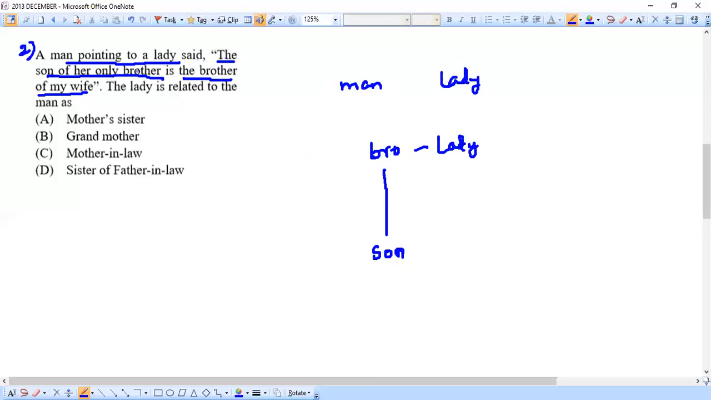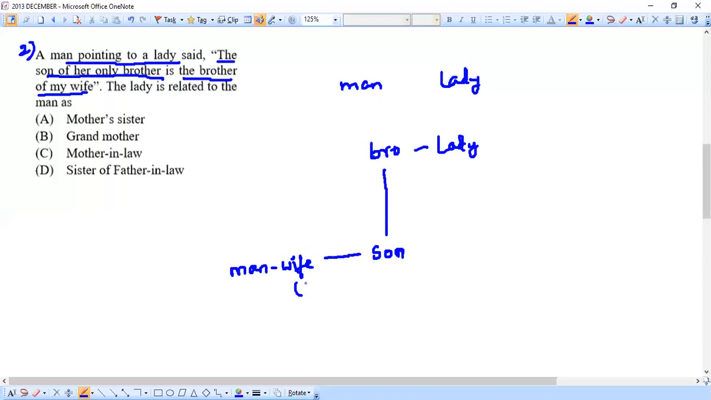The son of her brother. We reach till this point. Now continue the second part. Is the brother of my wife. Let's finish the second part now. That will complete and help us to get the answer. Is the brother of my wife. Now we'll come to this man, because the man is stating the dialogue. So according to this man, is the brother of my wife. Whose wife? This man's wife. So this man has his wife, and this wife's brother is this son.